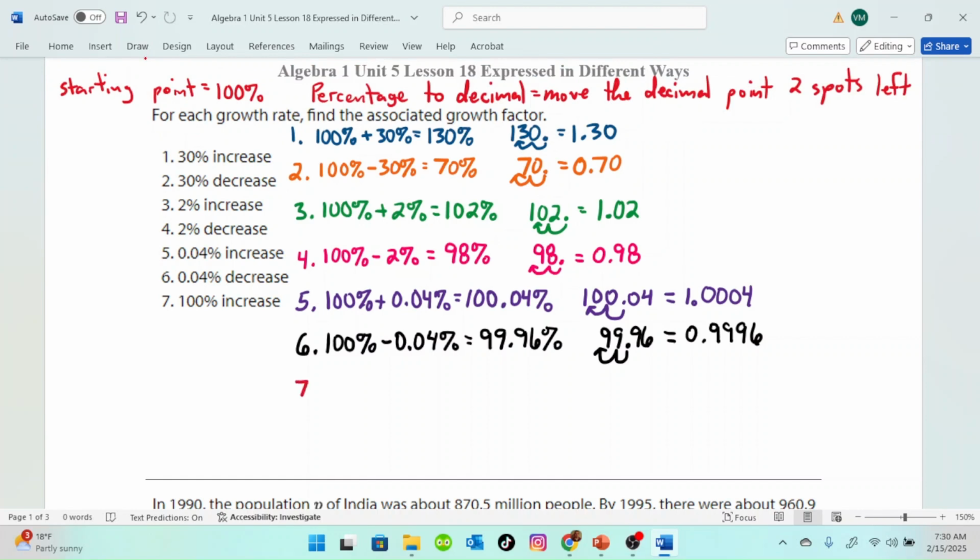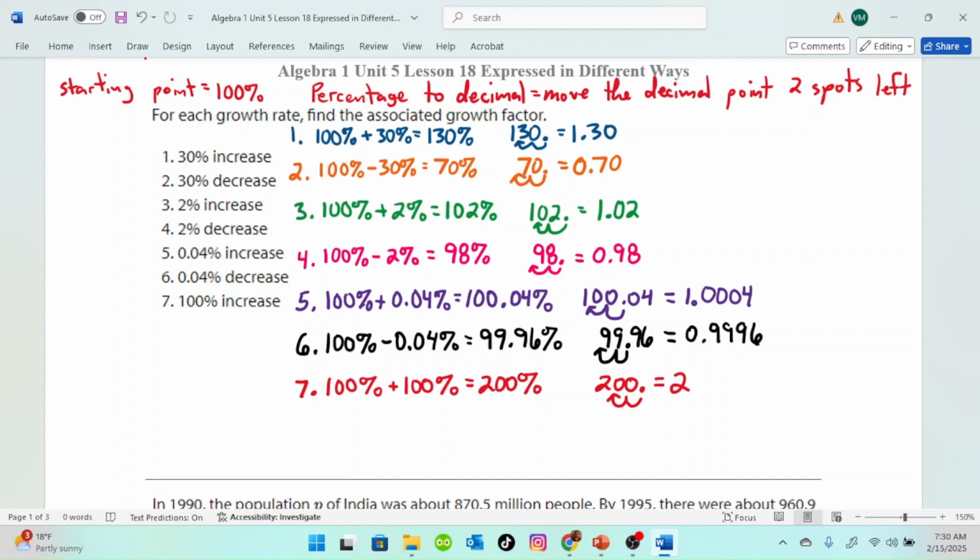And lastly, number 7, we have a 100% increase. So we start with the original 100%, we add the 100% increase, and that gives us 200%. The decimal point would be after the 200, so we're going to move it 2 spots to the left, and the growth factor becomes 2.